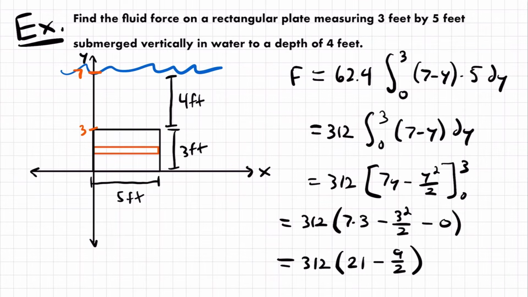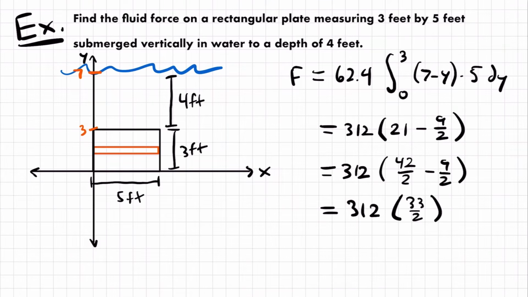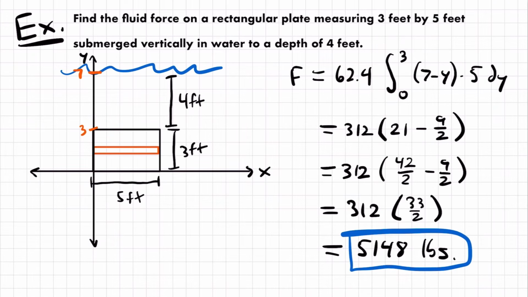And if I clean up my work here, 21 can be rewritten to be 42 halves. So this is equal to 312 times 42 halves minus 9 halves. And 42 minus 9 is 33. So this is equal to 312 times 33 halves, which gives us the same answer from before, that the fluid force is equal to 5,148 pounds. Right, so that is the fluid force on this plate that is submerged in the water, no matter how you set up your coordinate system. Okay, so we get the same answer either way.